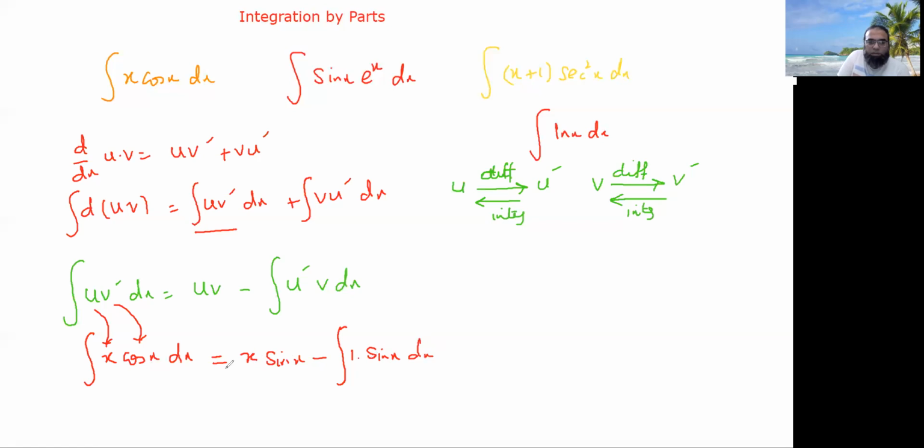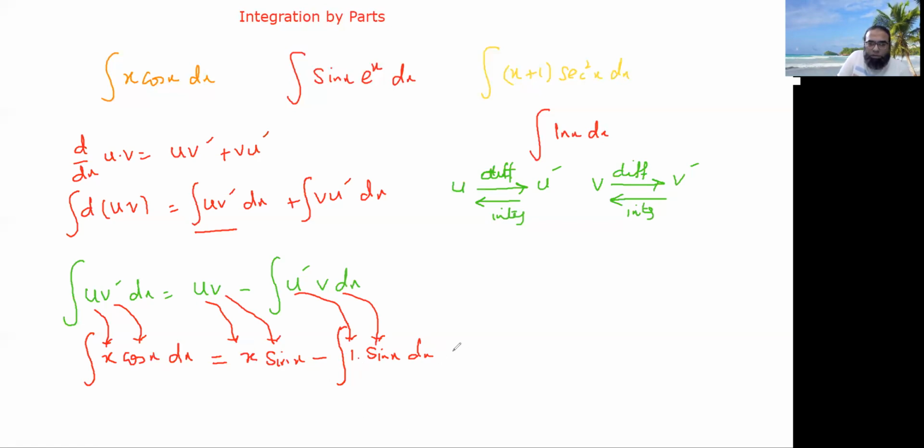So please look at this. This is u, this is your v, like the integral of this cos x. And your u dash is 1, and your v is this sin x. Okay? So this is never completed in just one step.